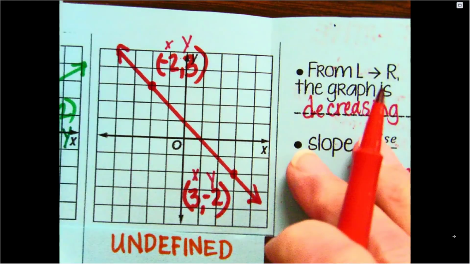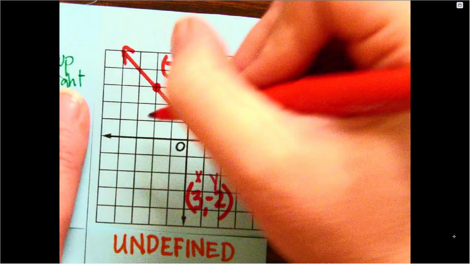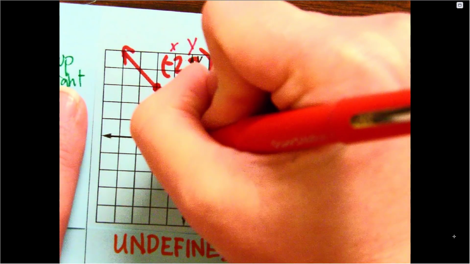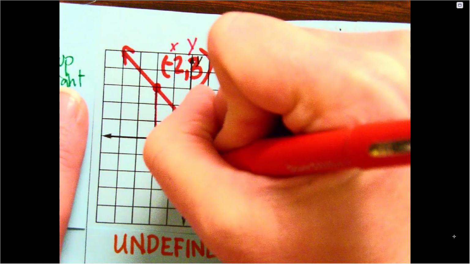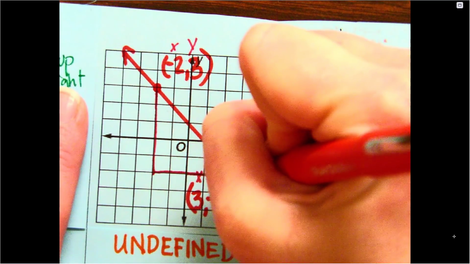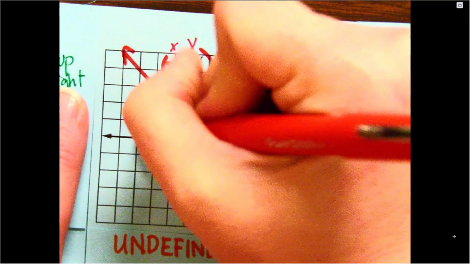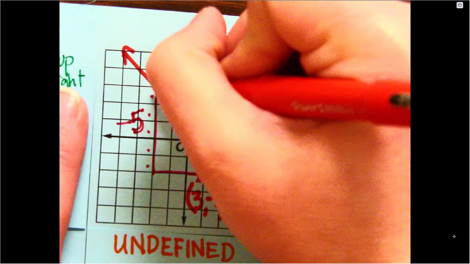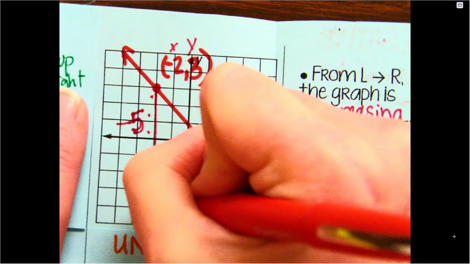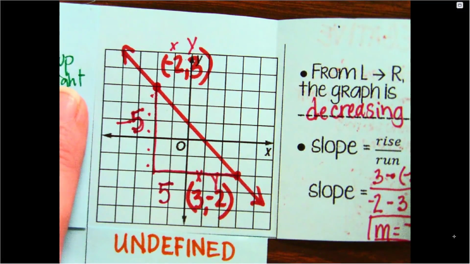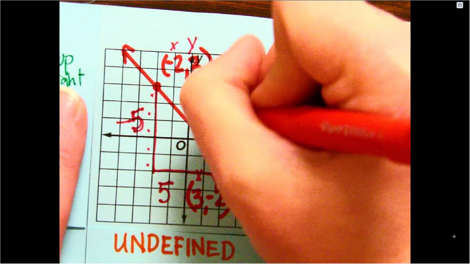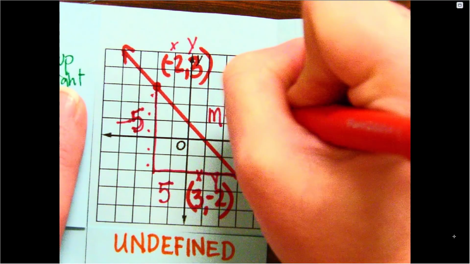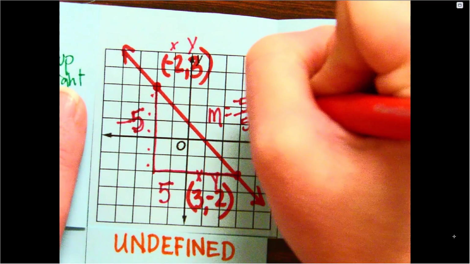So if I go over here and I draw a right triangle, if I connect my dots like so, and I count my vertical change, this is a negative 5. I've lost 5 in that direction. And then from here to there, left to right, that's a gain of 5. So my slope is still negative 5 to 5, which will simplify to a negative 1.